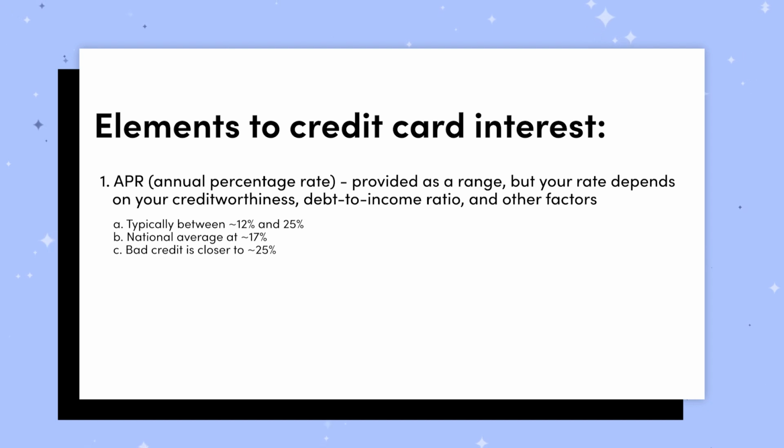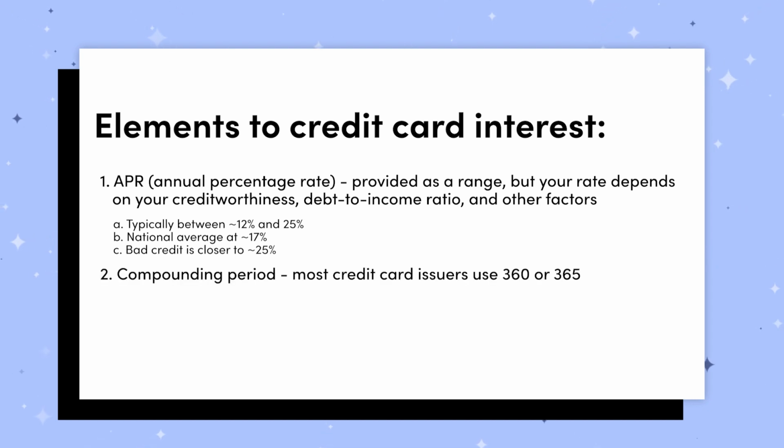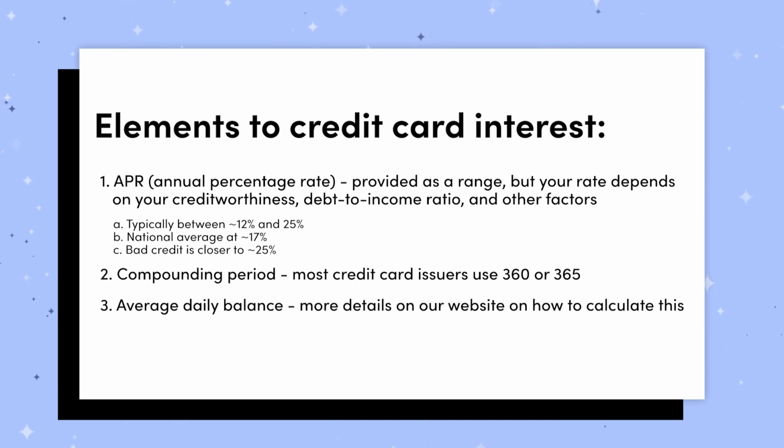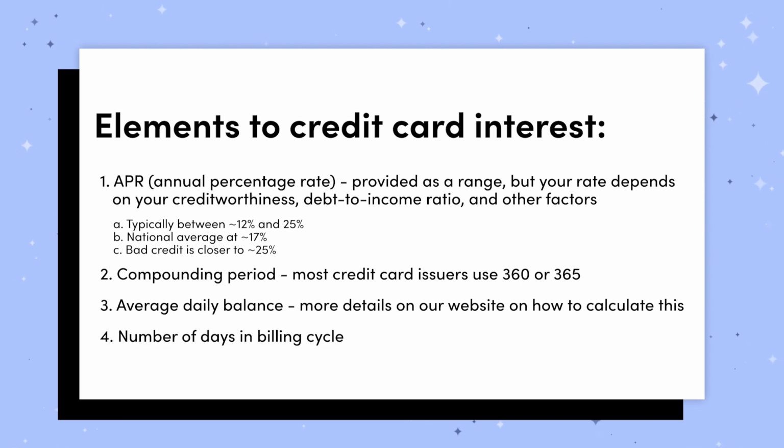The second thing that you need is your compounding period. It's either 360 or 365 days. Then you need your average daily balance. We've talked about this on our website, and I'll put some more information about your average daily balance down below in the description. And the last thing, the fourth thing that you need, is just the number of days in your billing cycle. It's probably 30.